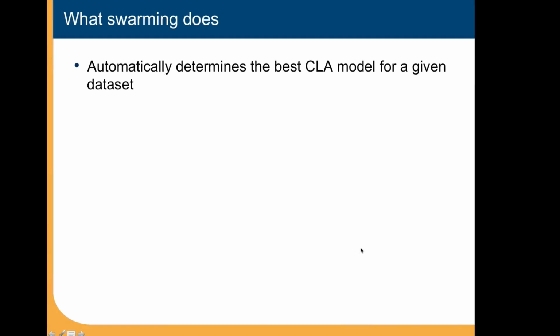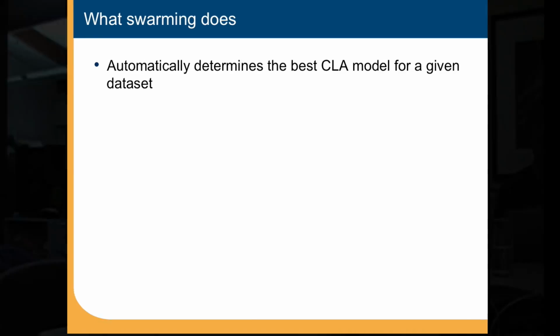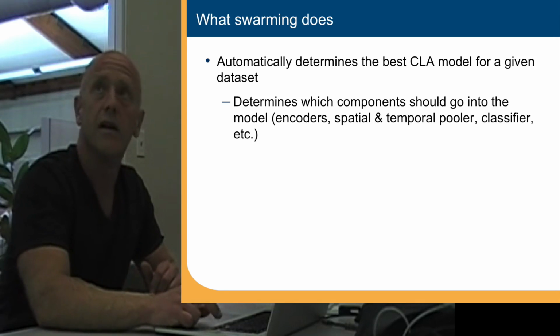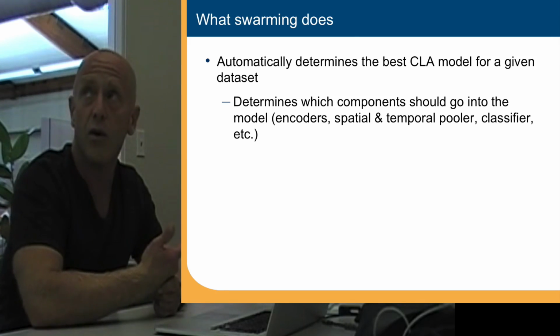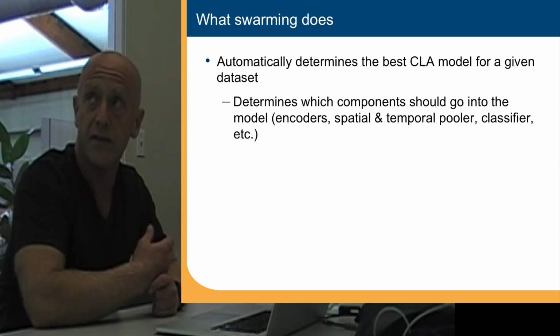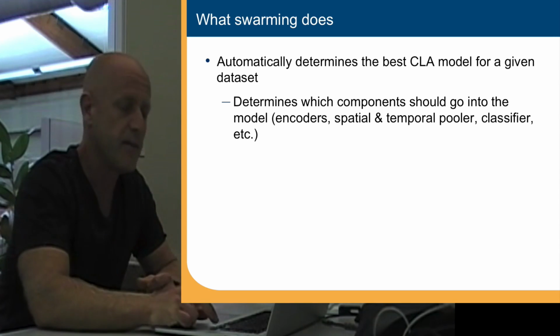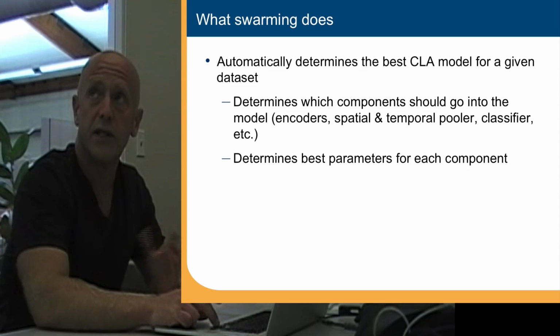So what swarming does, swarming is a process that determines the best CLA model for a given data set. It determines a number of things, both which components should go into the model, so which encoders, the spatial temporal pooler, which type of classifier information, things like that. It also, for each component, determines the best parameters for that component.